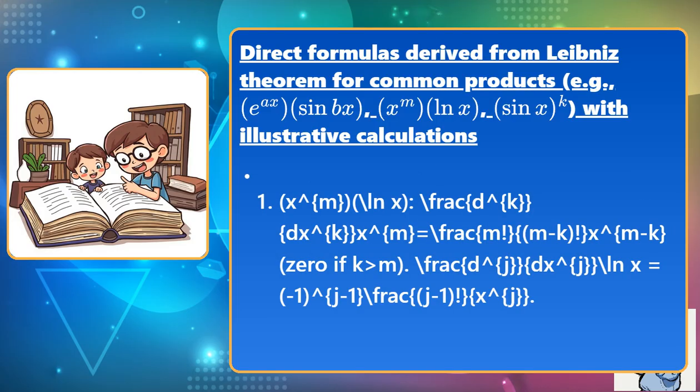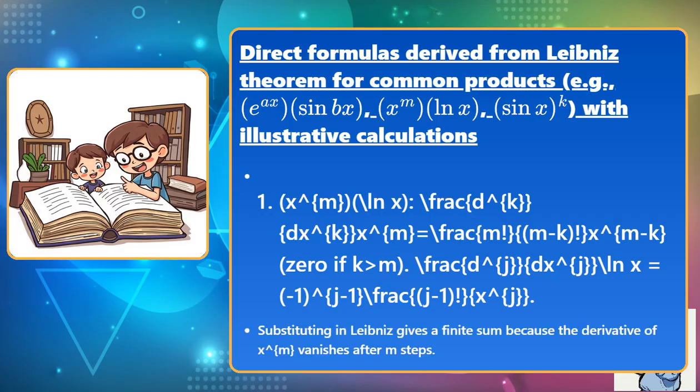Number 2, x to the m times natural log x. The kth derivative with respect to x of x to the m is m factorial over m minus k factorial times x to the m minus k, and 0 if k is greater than m. The jth derivative with respect to x of natural log x is negative 1 to the j minus 1 times j minus 1 factorial over x to the j. Substituting in Leibniz gives a finite sum because the derivative of x to the m vanishes after m steps.